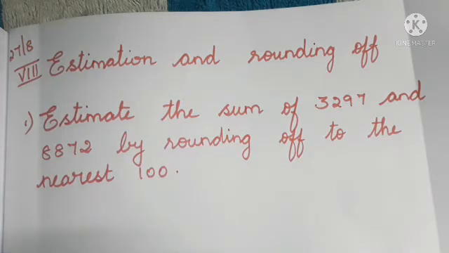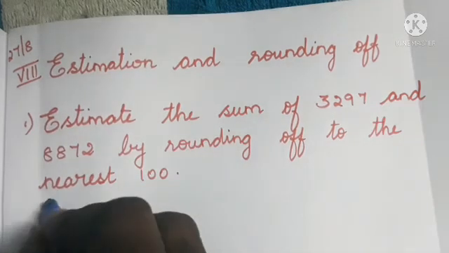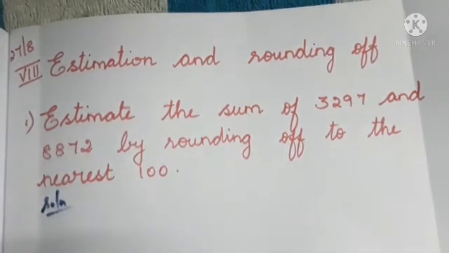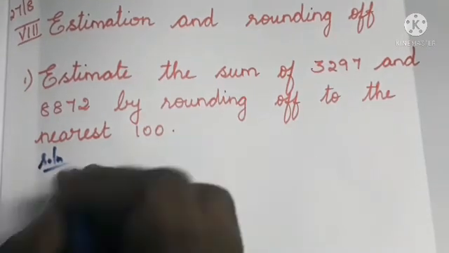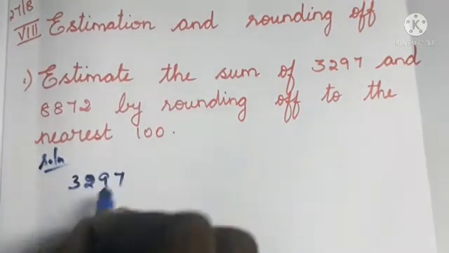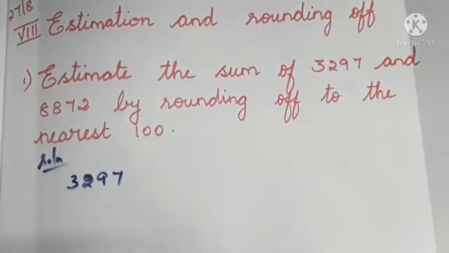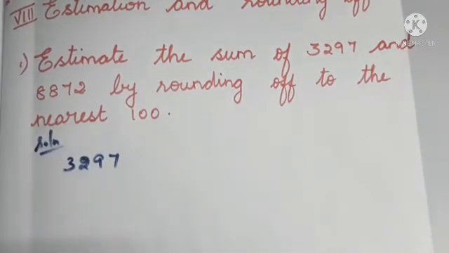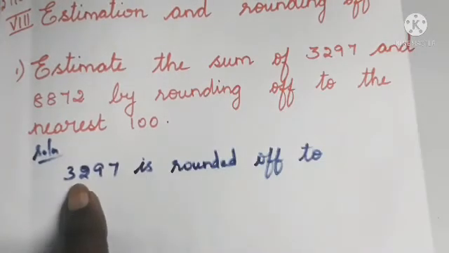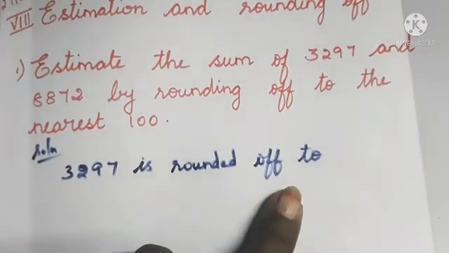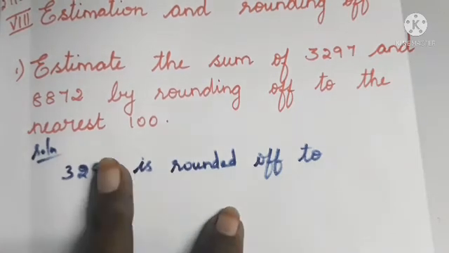So listen, first we can write the solution. Then we have to take the first value. The first value is 3297. 3297 is rounded to what? Now rounded to the nearest 100, isn't it? So here we have written 3297 is rounded off to. Here we are going to round it to the nearest 100.